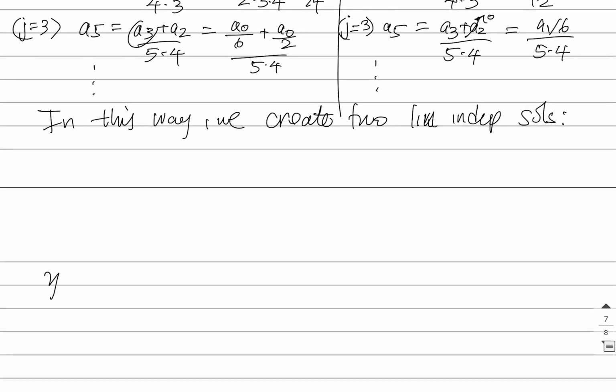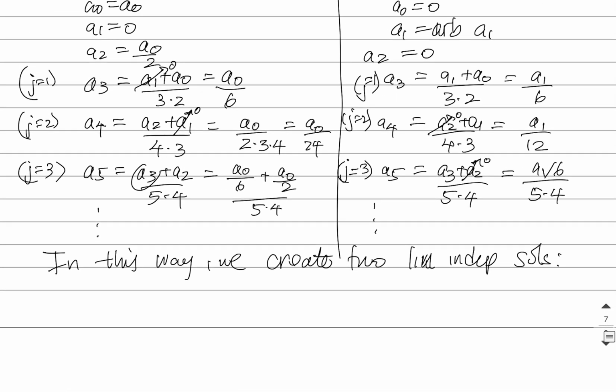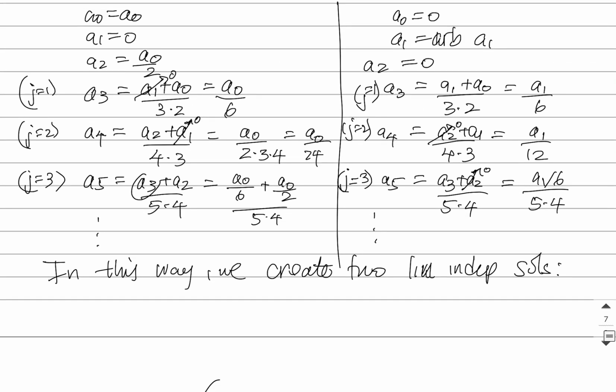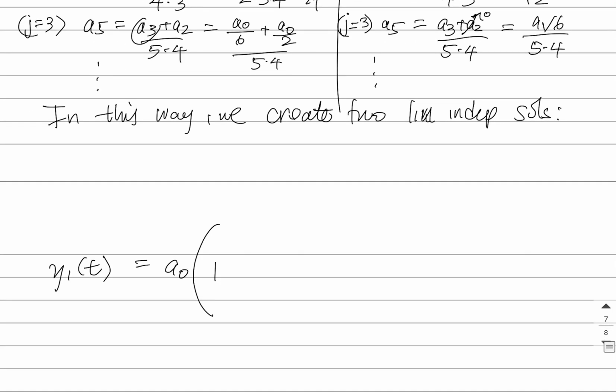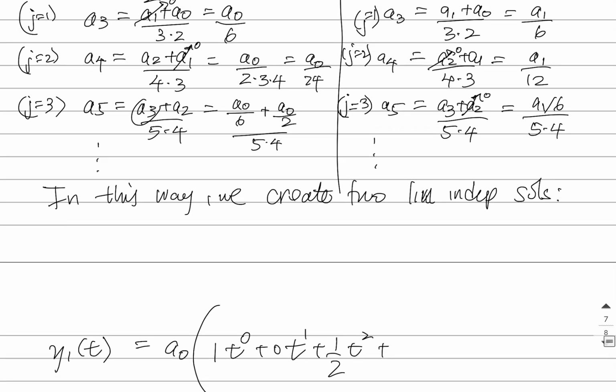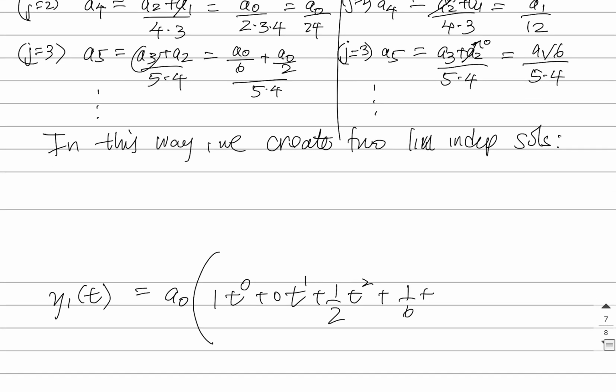One of the solutions, y1 of t, is just going to come from all the terms with a naught. So everything's going to be some multiple of a naught. It's going to be a naught t to the power of 0 plus 0 t to the power of 1. And then the a2 was a half t squared. The a3 was 1/6 t cubed. 1 over 24 t to the 4.